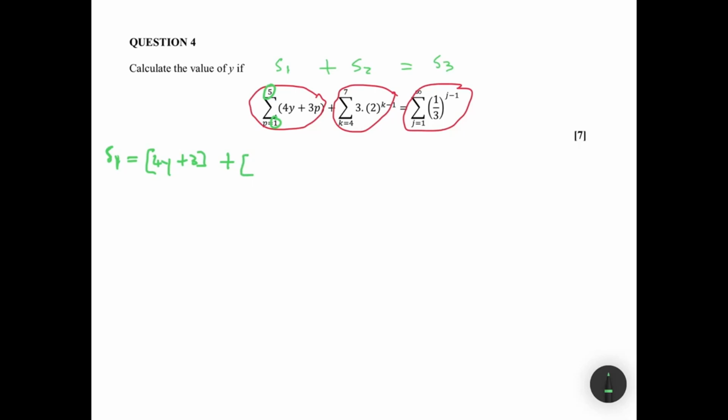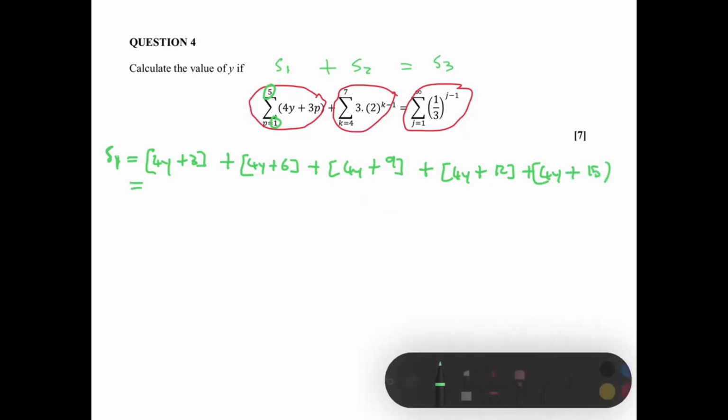And then now p is equals to 2. We're going to have 4y plus 3 multiplied by 2, because now p is equals to 2, right? So we're going to have 4y plus 6 plus 4y again plus 3 multiplied by, now p is 3, right? 3 multiplied by 3, that is 9. So for the next term, we're going to have 4y plus 3 multiplied by 4, which is 12. And then plus 4y plus 3 multiplied by 5, which is 15. So now we are just adding all these terms together, and we have S1.